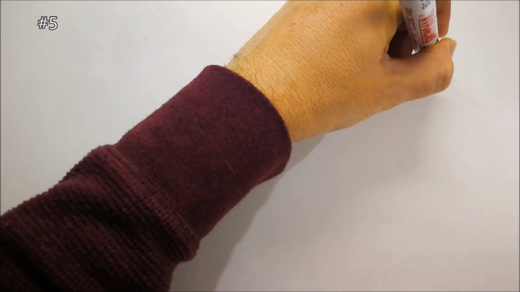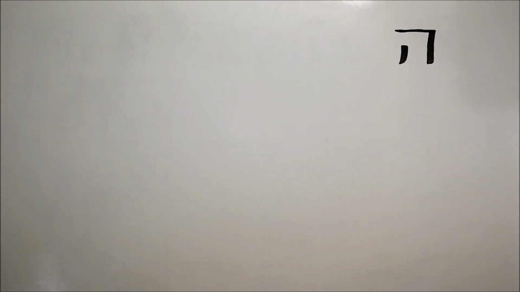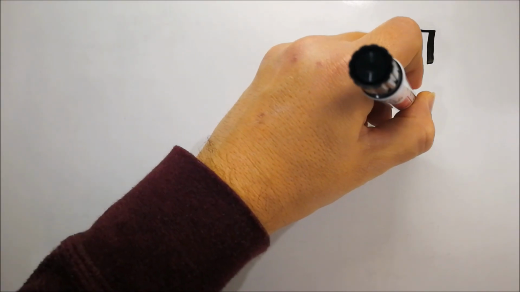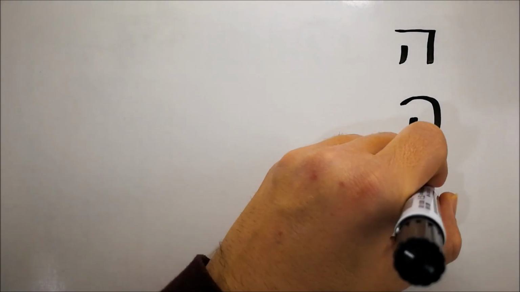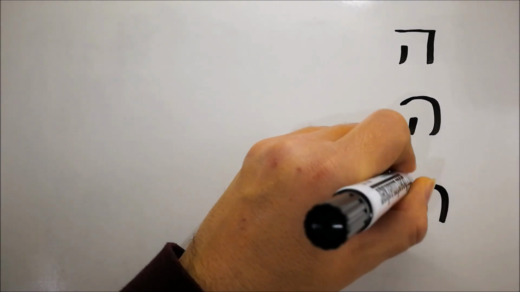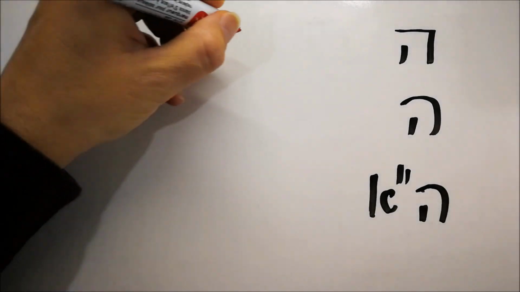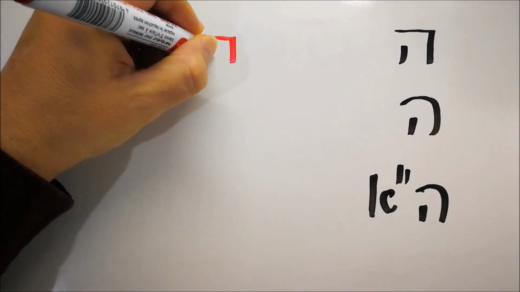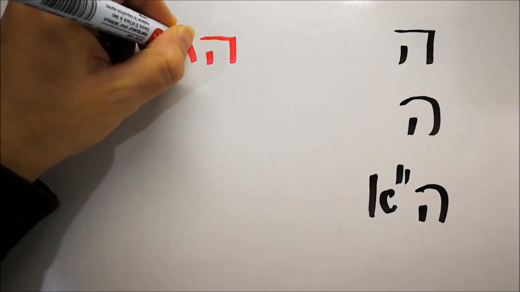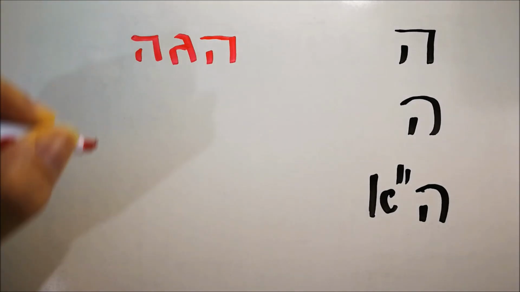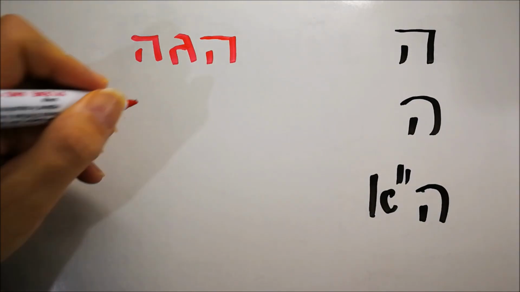The next letter is He. This is how you write He. A word example for the letter He is Hege. Hege means steering wheel.